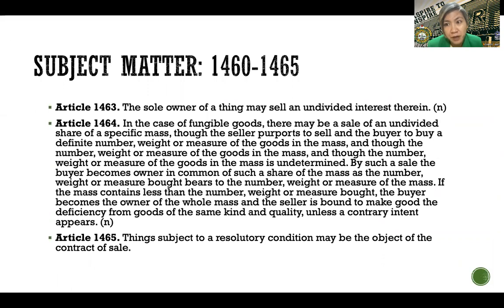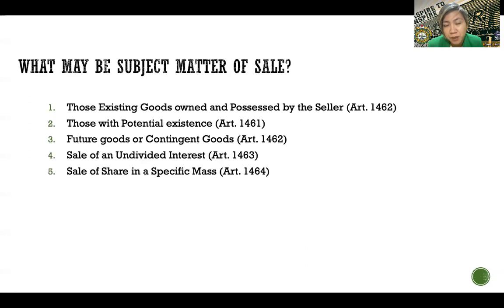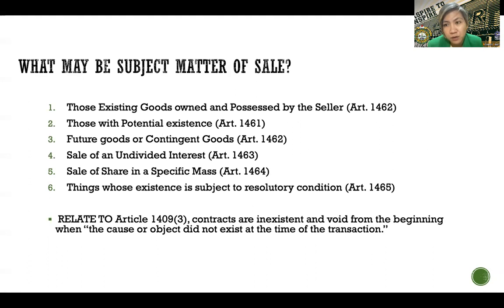Okay, so I hope you've read the codal provisions pertaining to this. So let's discuss them one by one. When we speak of a thing being already existing and in the possession of the seller, that's discussed in Article 1462. For those things with potential existence, the rule is found in 1461. In the sale of future goods or contingent goods, that's also found in Article 1462. In the sale of undivided interest, 1463, sale of share in a specific mass, 1464, and those things whose existence is subject to resolutory conditions, that's 1465.